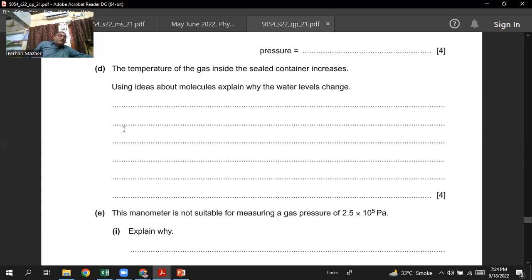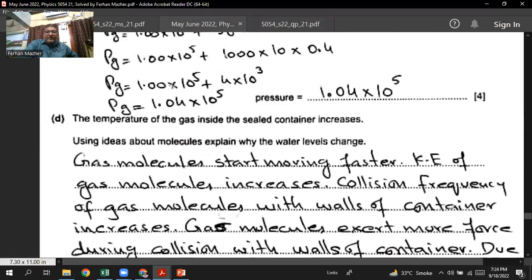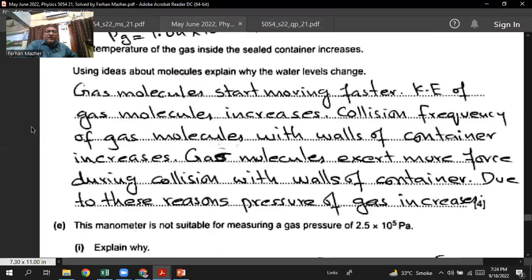So when you open the tap of the gas, because the gas pressure is now higher, the difference between the atmospheric pressure and the gas pressure will also be larger. The gas pressure will be more than 40 centimeter more than the atmospheric pressure. So the difference between the levels of the water in both the limbs of the manometer will be larger than 40 centimeter. So let me read it for you.